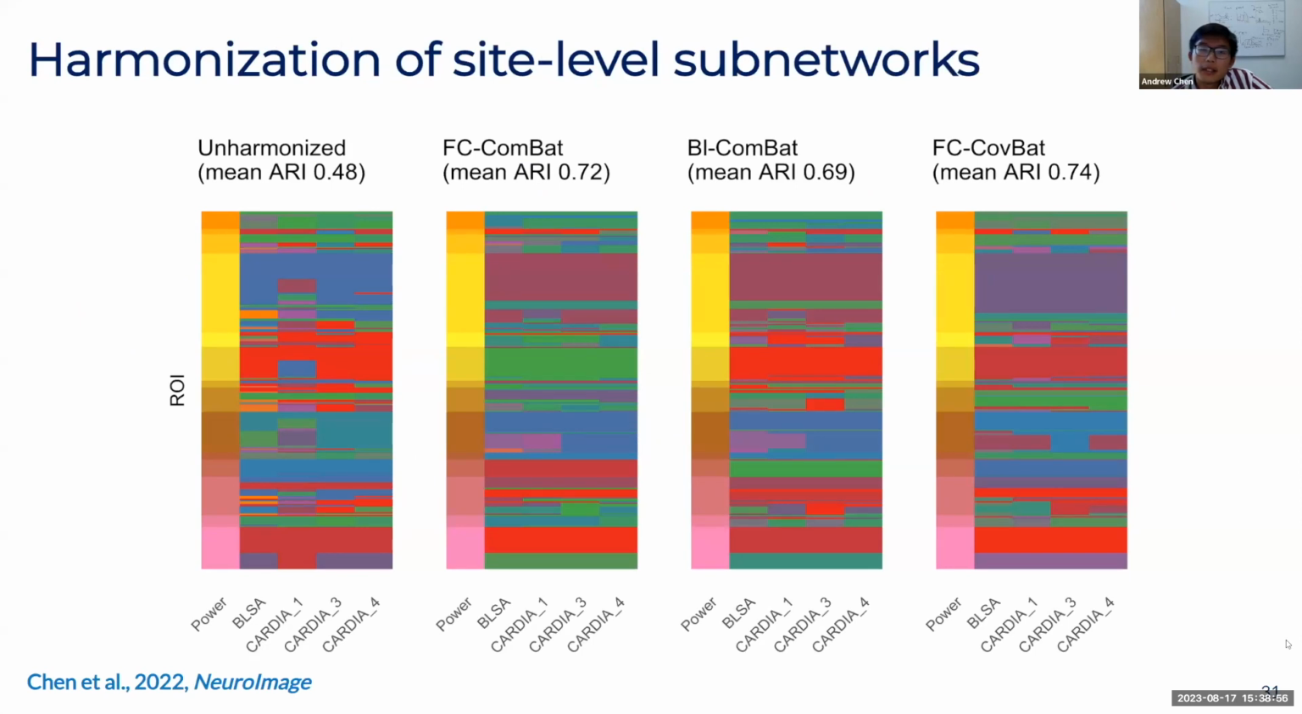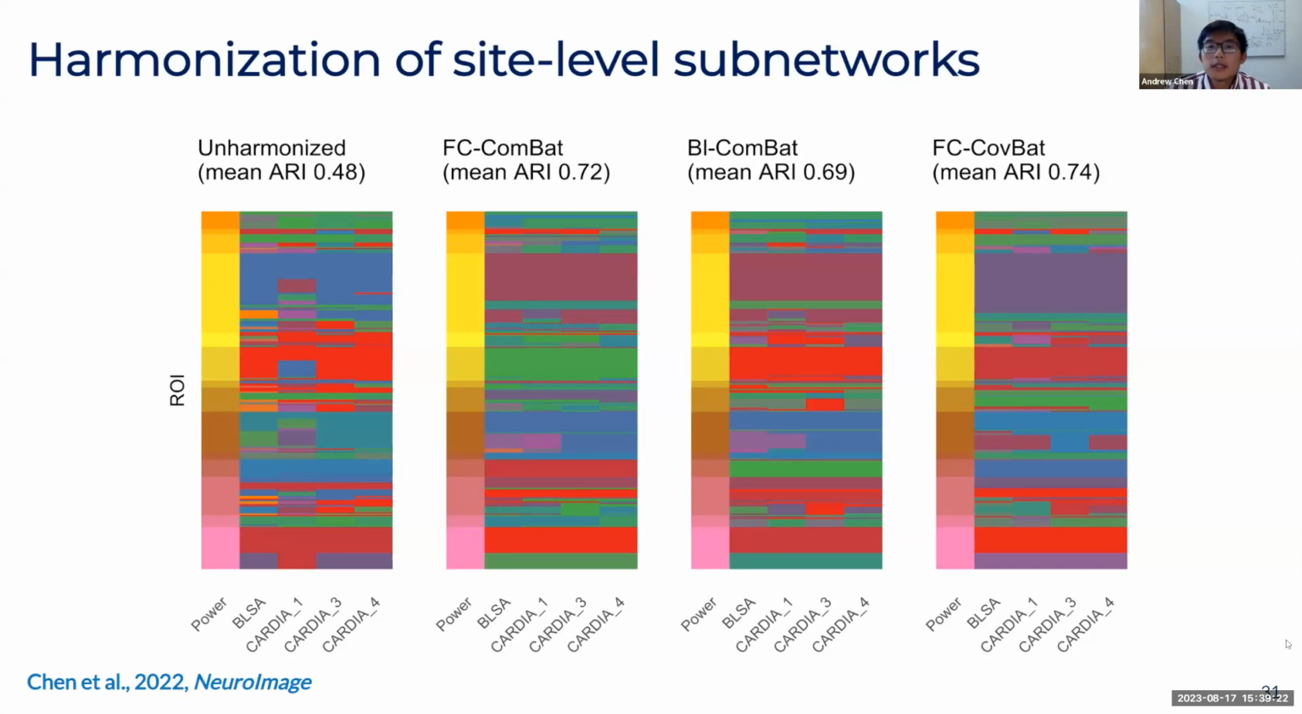So when we applied our methods, we found that the striking difference in the population level subnetworks was largely mitigated using any of the 3 methods considered. So we found that FC ComBat, block ComBat, and CovBat all performed quite well for reducing this specific difference that we saw. The subnetworks seemed to be more harmonized after applying them.